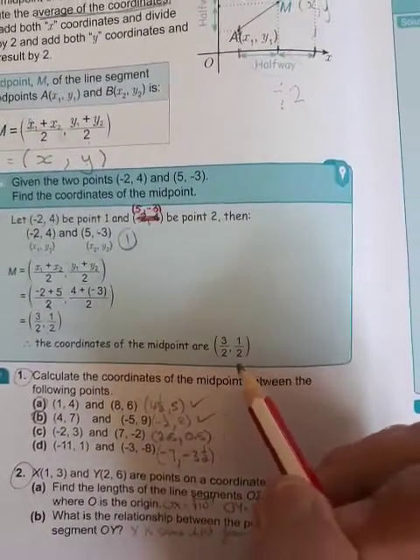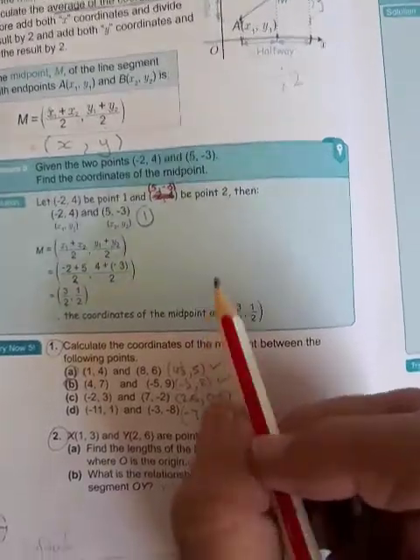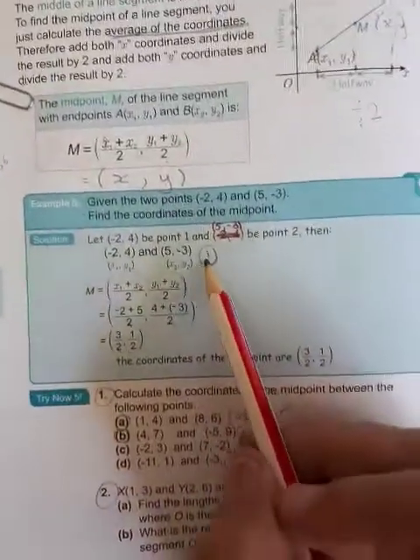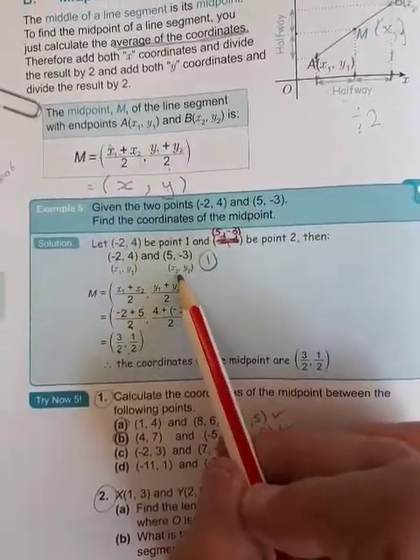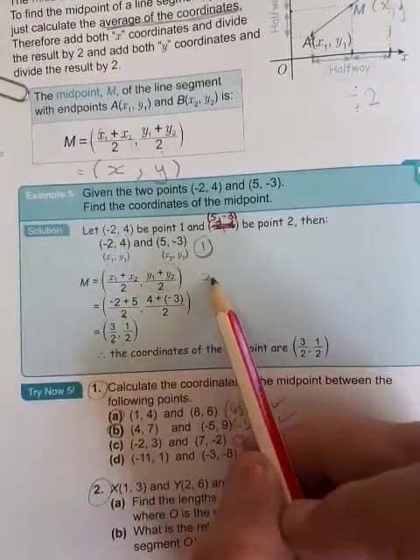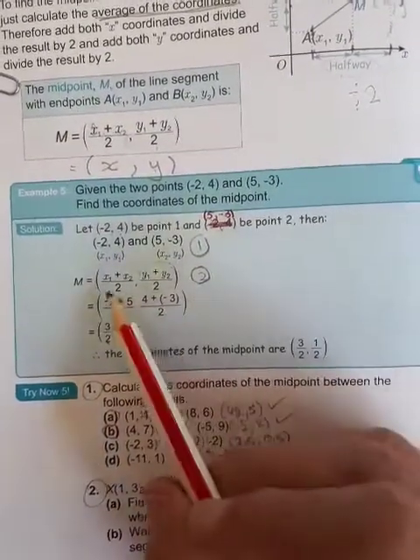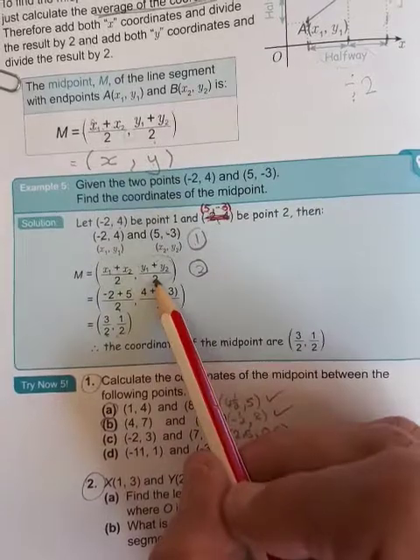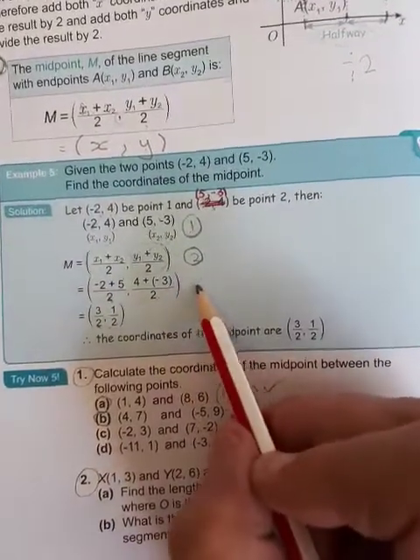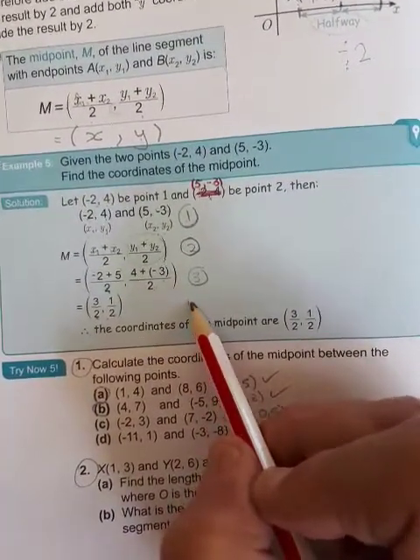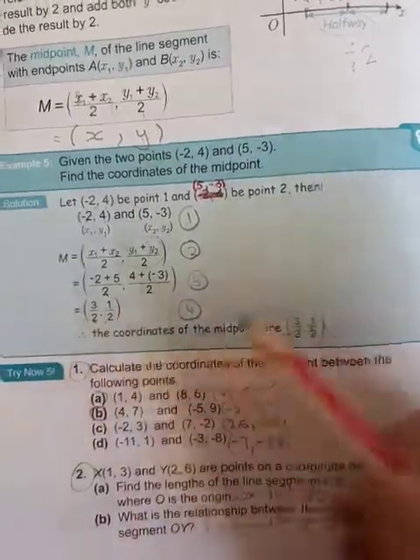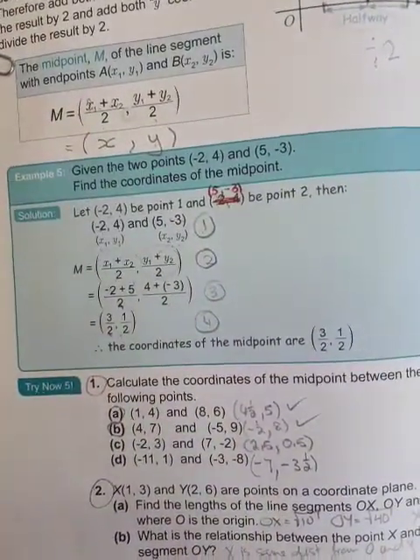This is really simple. I hope you can remember. I want to go back. Firstly, write down your coordinates and label them. Then secondly, write down your formula, which is the averages of x and y. Then substitute your values, and step 4 is to calculate. Okay, that's really simple and easy.